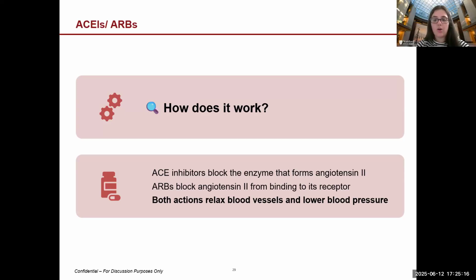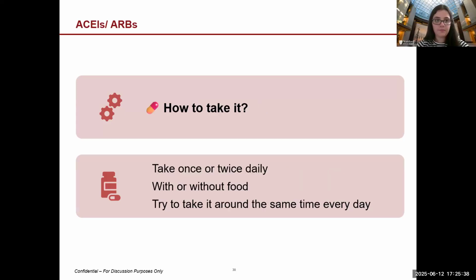Usually these medications are recommended in patients with diabetes as well as chronic kidney disease, specifically if you have proteinuria, which is protein in your urine, even if your blood pressure is at goal, because eventually they help slow the progression of kidney disease. As for how these medications are taken, usually it's a tablet taken once or twice a day. They can be taken with or without food, but it is important to try to take it around the same time every day.